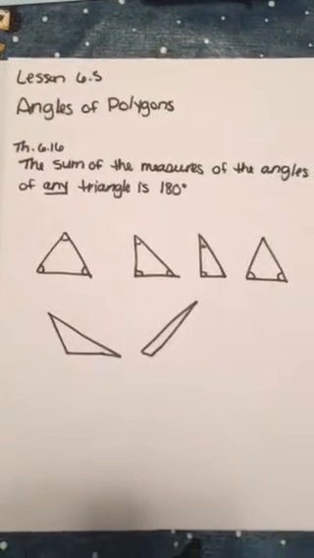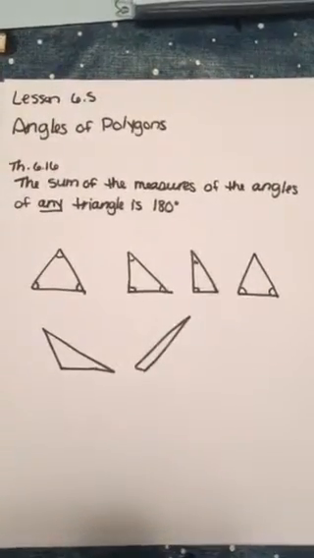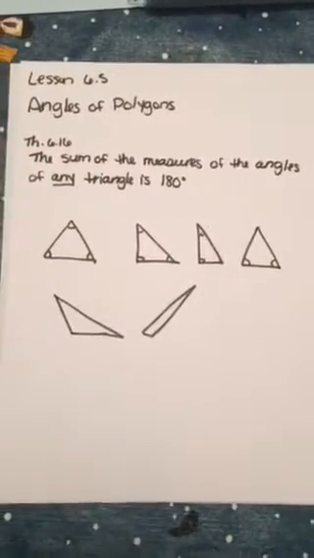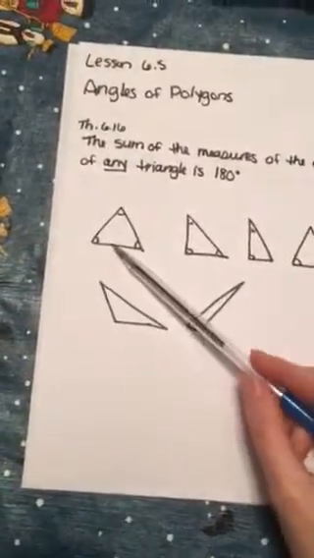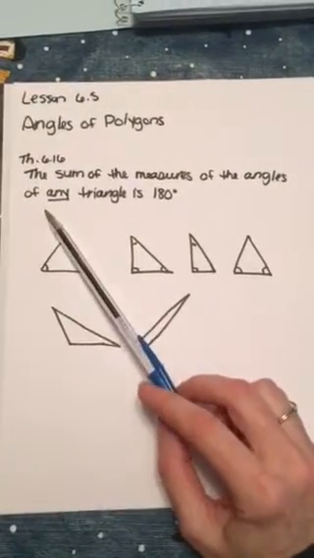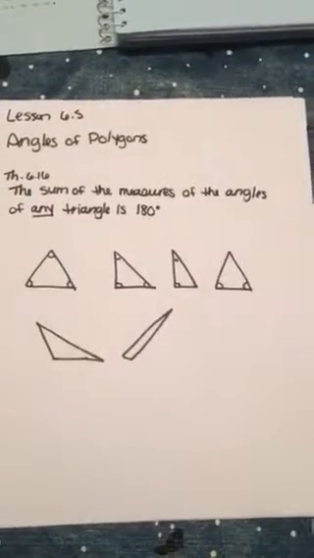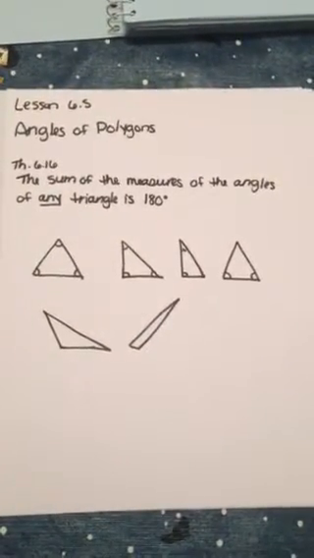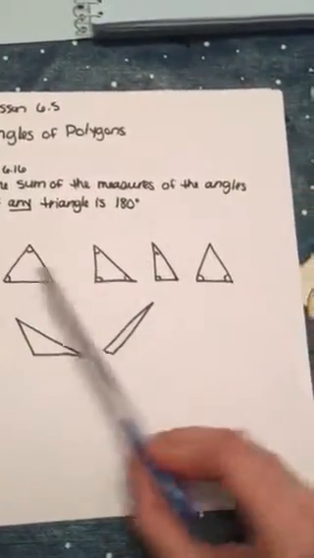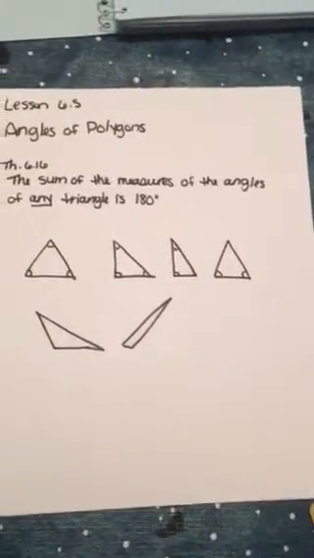Welcome to lesson 6.5, angles of polygons. The polygons that we're going to be working with in this lesson are triangles. We remember that a triangle has 3 sides and 3 angles. The first theorem they give us is theorem 6.16, and it says the sum of the measures of the angles of any triangle is 180 degrees. So if I add up this angle plus this angle plus this angle, it will equal 180 degrees.